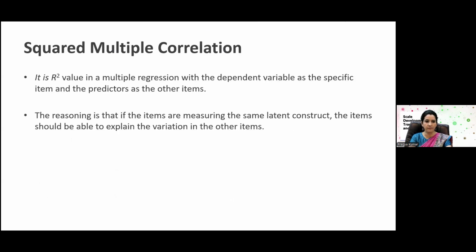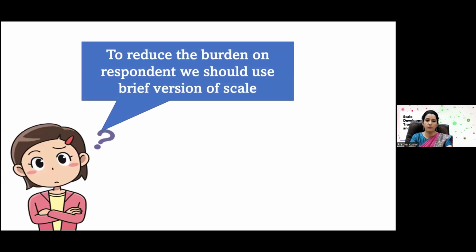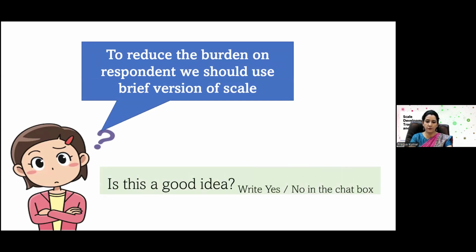That we'll see. Now there is something known as the squared multiple correlation. It is the same R square value that we know in multiple regression. That coefficient of determination tells you how much variance the predictor variable is explaining in the dependent variable.